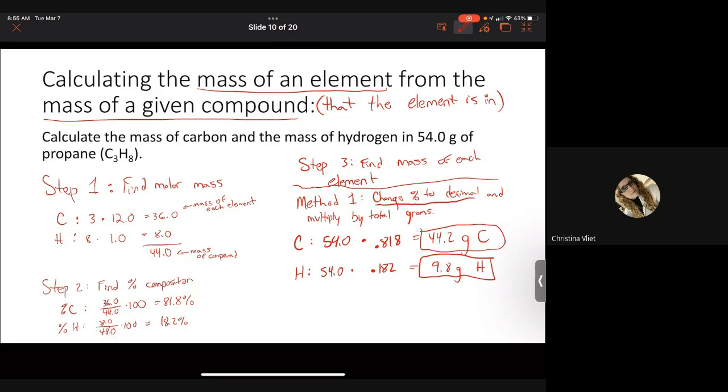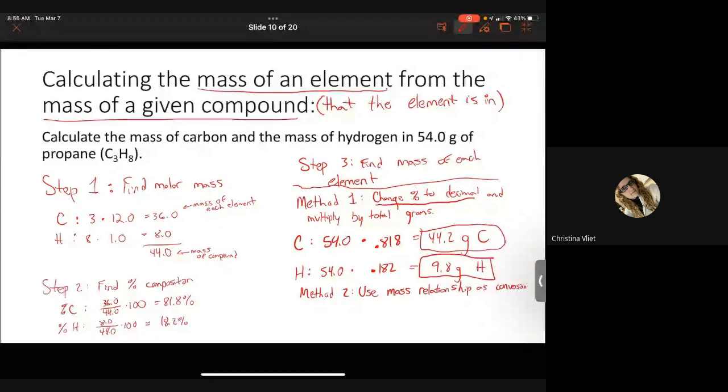Method 2, I'm just going to show you real quick, for one of the elements, just to show that it gives you the same thing. Method 2 would be to use the mass relationship as conversion. I'm just going to show you what that looks like, and you may want to have it just in case you don't like to use percentages. The other method is to use the mass relationship as a conversion, which I have right here.